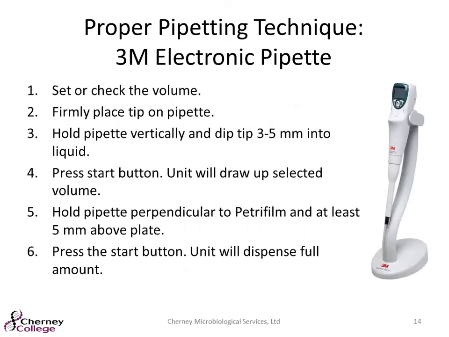I know a lot of customers do use these 3M electric pipettes. If you do use these, they're great. You can set them at multiple different volumes, and you can make those dilutions. Before you use it, make sure the volume hasn't been adjusted during the cleaning process. Firmly place a pipette tip on, hold it vertically, and go down 3 to 5 millimeters into the liquid. You don't have to go super far. Press the start button and allow that liquid to draw up. If you're doing Petri film, hold it perpendicular to the Petri film and press the start button until it finishes dispensing.